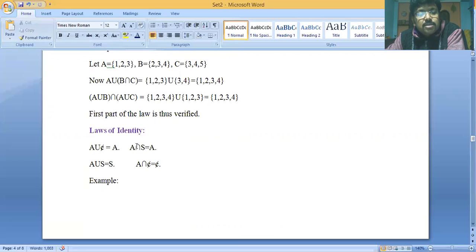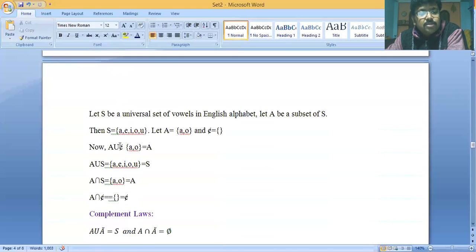A intersection universal set is A set. A union universal set is the universal set. And A intersection null set is a null set. This is the law of identity. Example, you can find the example.